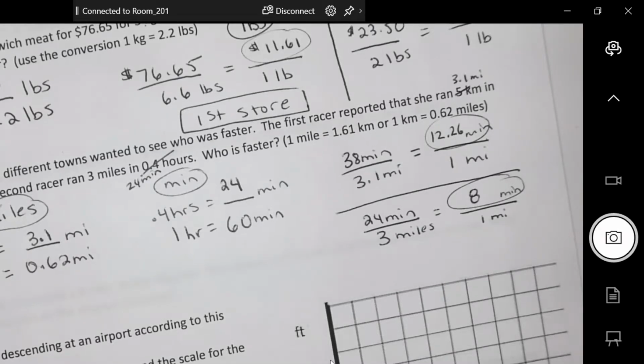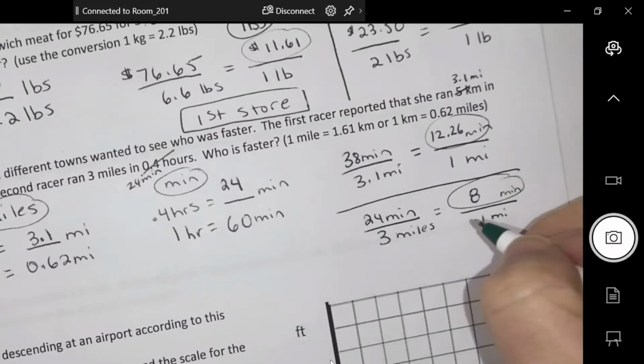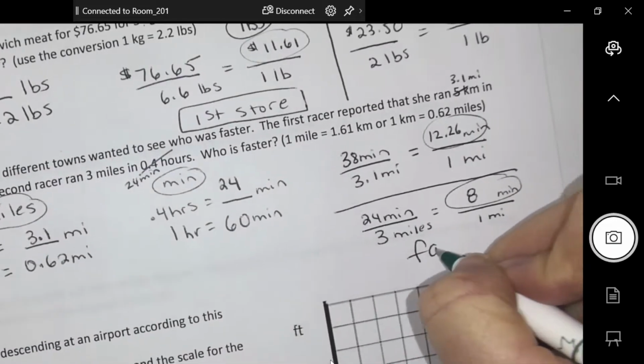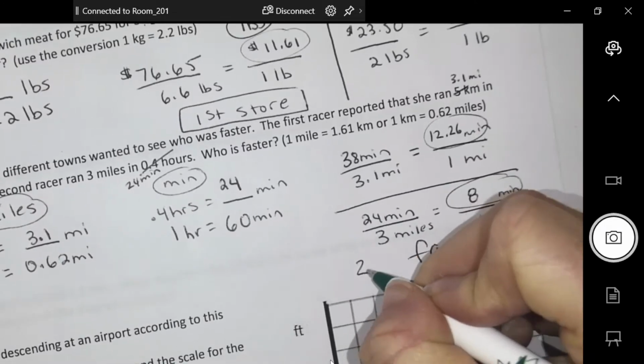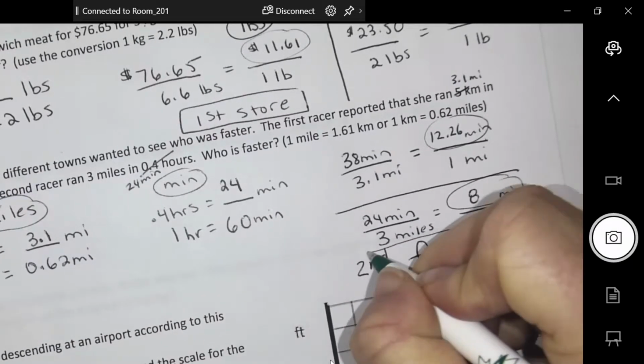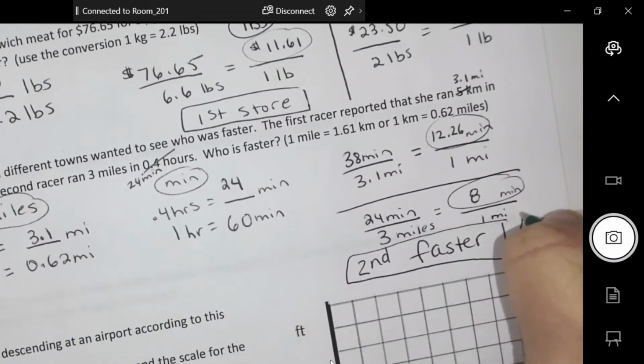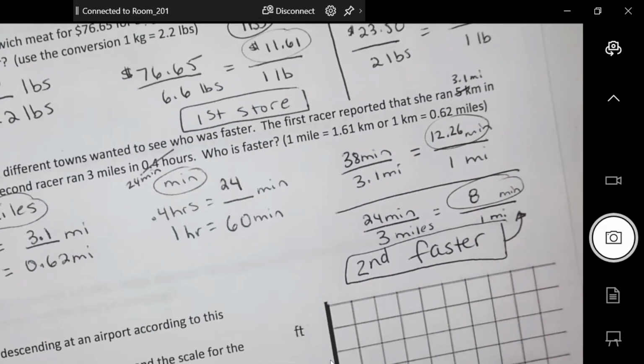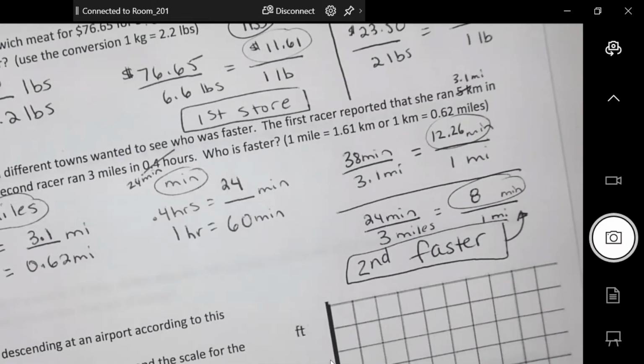Okay, this is the last part. Answer the question. Who is faster? They don't have names. I know. Yeah, it's more helpful because it's like, I think on your test I did things with names, or even like A or B.